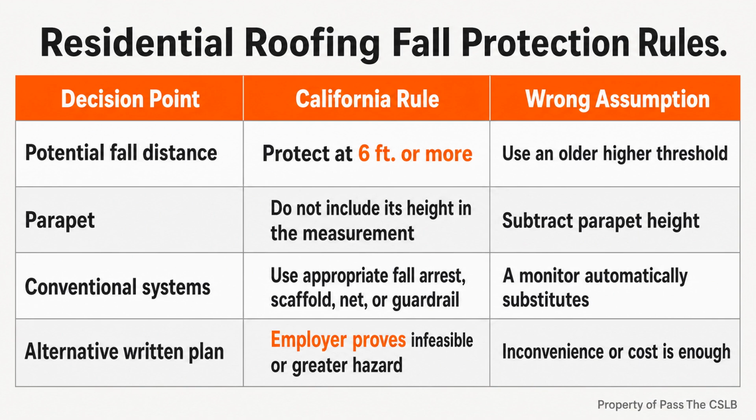For residential type roofing, a potential fall of 6 feet or more triggers protection. Parapet height does not reduce that measurement, and an alternative written plan requires the employer to demonstrate infeasibility or a greater hazard. That sequence is the general building perspective.